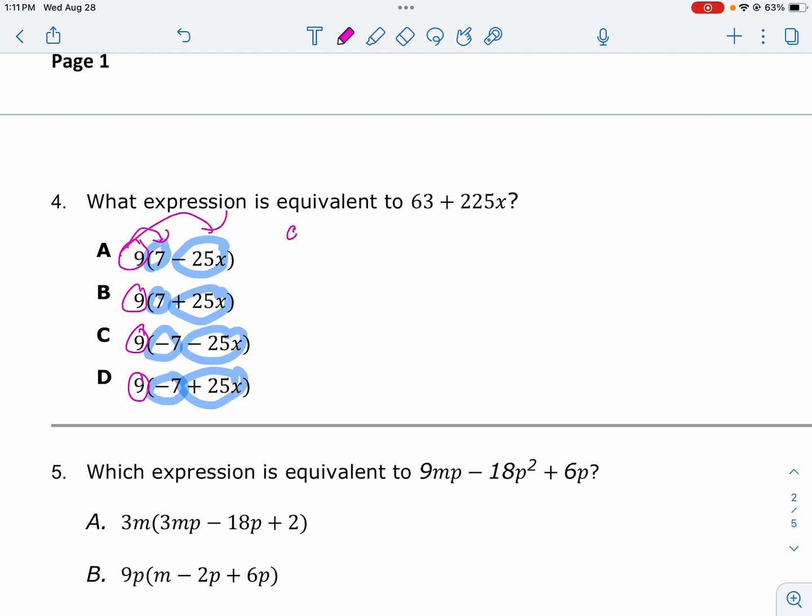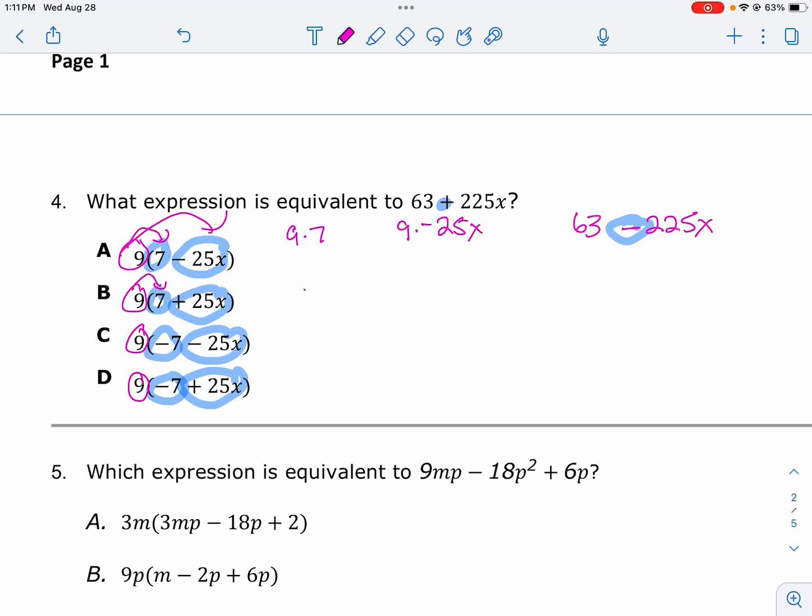So like for letter A, I'm going to do 9 times 7, and I'm going to do 9 times -25x. Well, 9 times 7 is 63. 9 times -25x is -225x. That right there is a problem because it's not supposed to be a negative, it's a positive. Go to my next one.